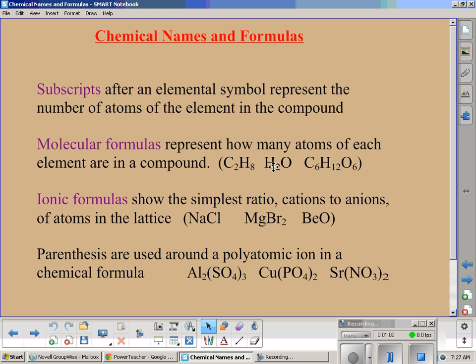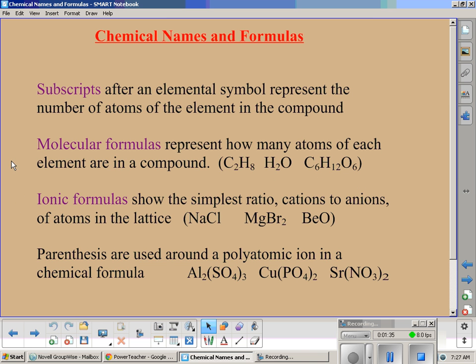Okay, if we move over here, water, H2O, we have 2 hydrogens for every 1 oxygen. If there's only 1, you're not going to see a subscript. These are somewhat similar to exponents, but they're down low and they represent the number of atoms. Okay, so next, molecular formulas. They represent how many atoms of each element are in a compound. So as we said before, 2 carbons, 8 hydrogens, and so on. Of water and glucose and so forth.